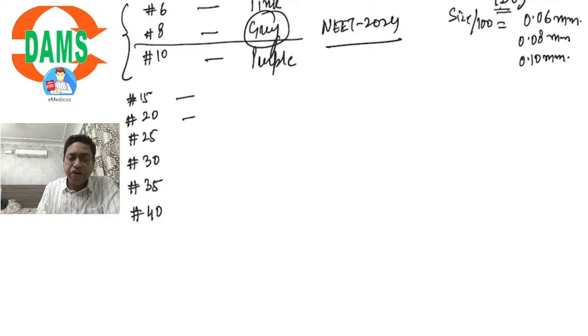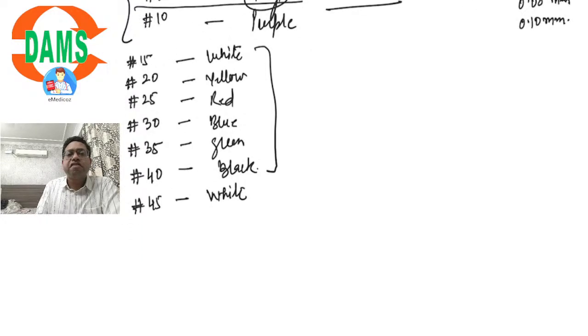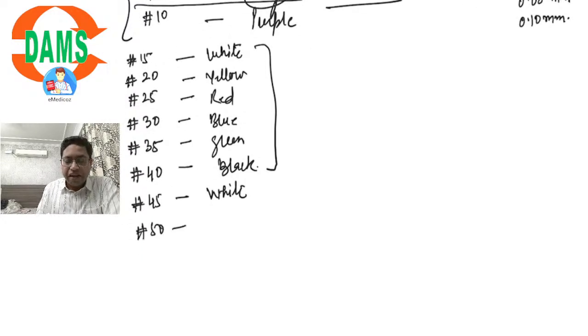And if I talk about the color coding, you have to remember 6 standard colors: white, yellow, red, blue, green, and black. Apart from the special instruments, these are the 6 standard colors and they repeat cyclically in the same order. Means after 40, the next instrument would be number 45. And what color would it have? Again, white. The sequence of 6 repeats cyclically. So number 45, then number 50, again it would be yellow.